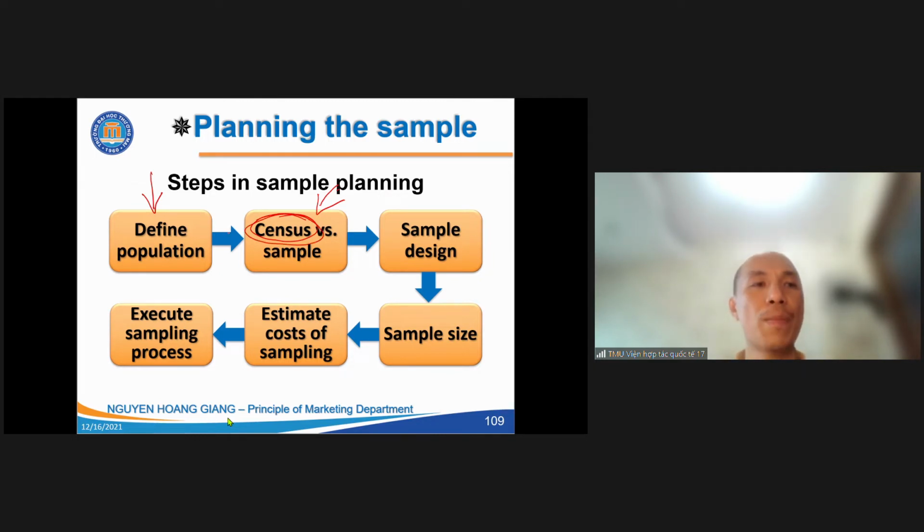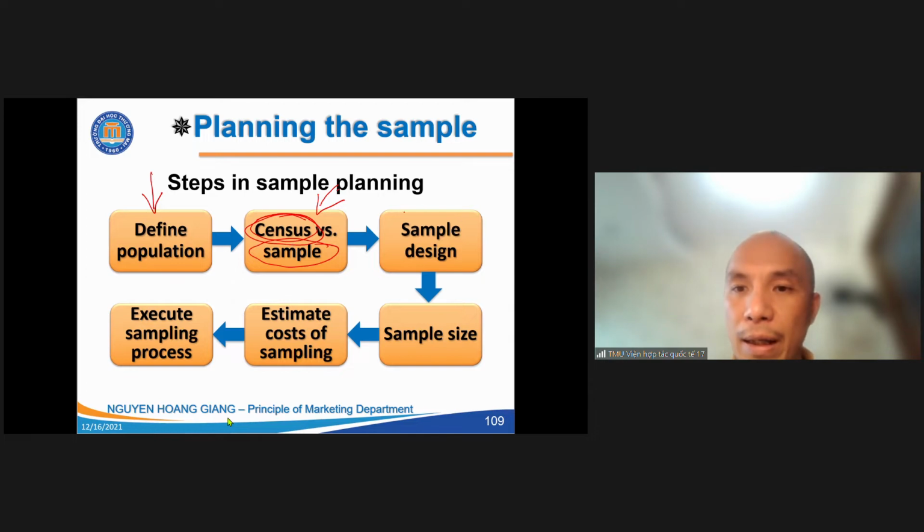Then we choose the sample. For example, for each year, we choose about 100 or 200. Then for the whole university, even though there are 20,000 students, we do the research with a sample of only about 500 students. Then we can apply the results to the whole population. And in this example, the population is Thương Mại University students.